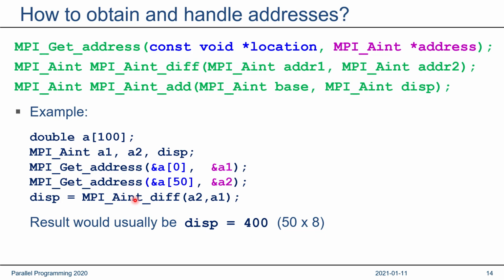Keep in mind that if you look into the standard, you're not allowed to do this subtraction directly. You have to go through the Aint_diff call to do that. Also, if you'd like to calculate an address of something using a base address and an offset, you have to go through Aint_add to do that in MPI in order to get reliably correct results.